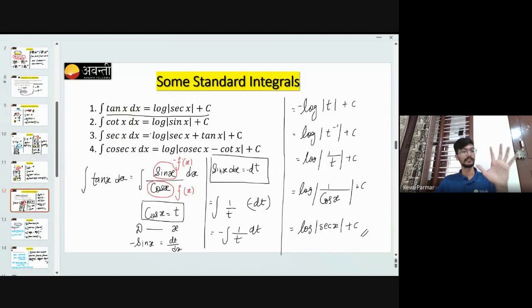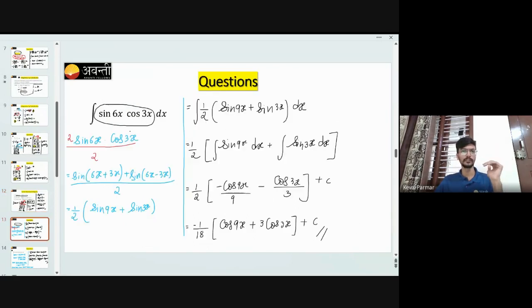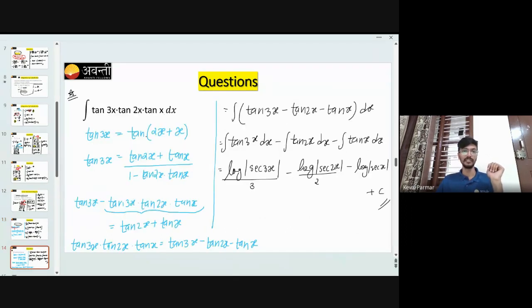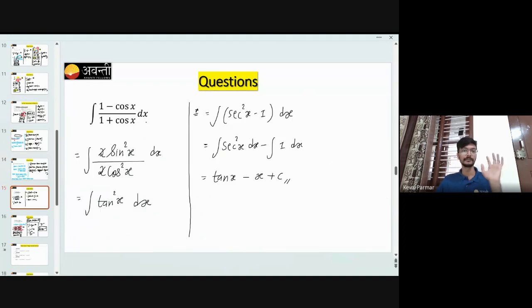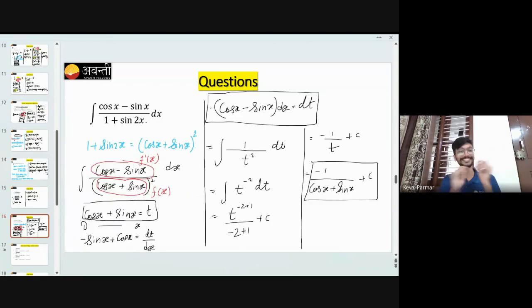Lastly, the four other standard integrals which we had left. We saw the proof of one; accordingly, you can do the other proofs. This one we did by using trigonometry. It is very important. And this was a very good question again. And lastly, on this and this question we got stuck. Thank you all for helping me. I thought the question was wrong, but no, it was fine.